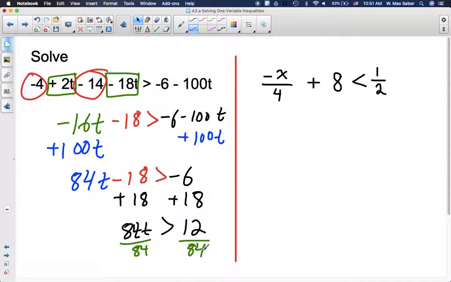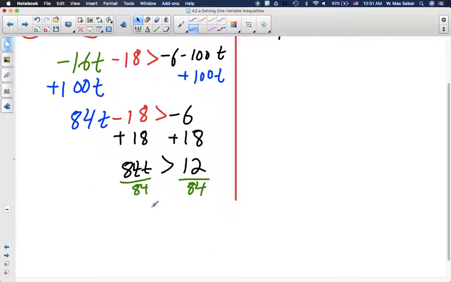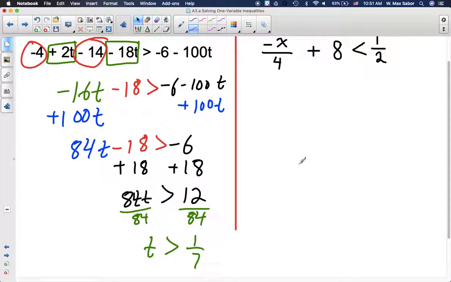And lastly, we divide by 84. We're dividing on both sides, but by a positive number. So it does not change the sign. It has to be dividing on both sides by a negative. All three have to be true. So this is our answer.